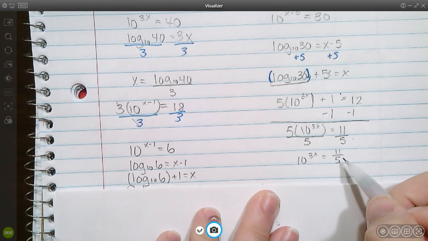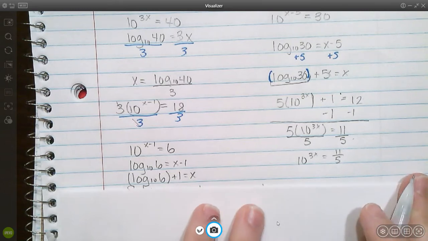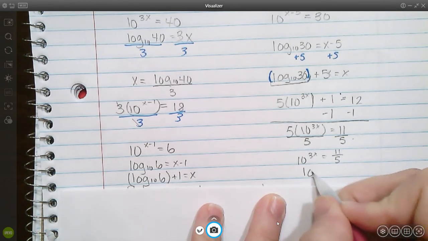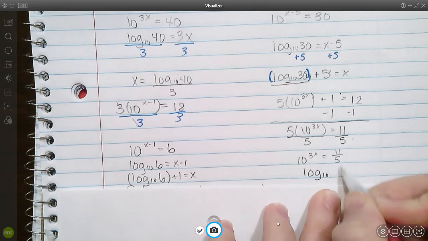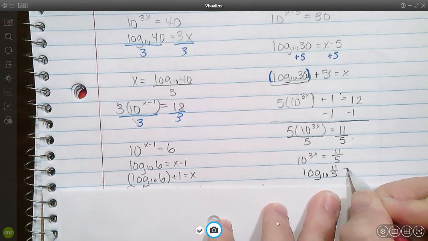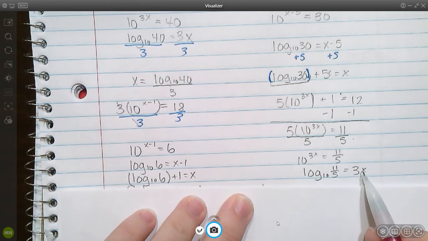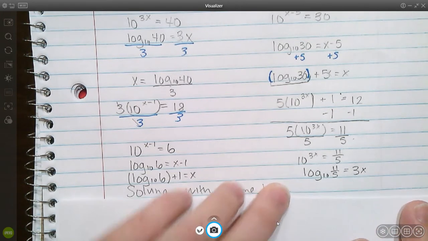Do not let a fraction scare you. This is a perfectly fine answer. So now we have a base and an exponent. So we can write it in log form. So log base 10 of 11 over 5 equals 3x. And then we're solving for x, so you need to divide by 3 on both sides.